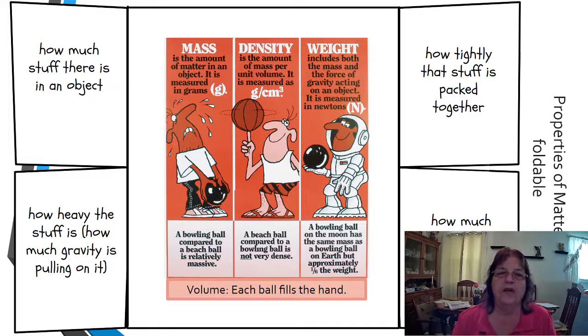Then in the middle of the page, you're going to write mass. A bowling ball compared to a beach ball is relatively massive. A beach ball compared to a bowling ball is not very dense. That is density. Weight. A bowling ball on the moon has the same mass as a bowling ball on Earth, but approximately 1/6 of the weight. Volume. Each ball fills the hand.